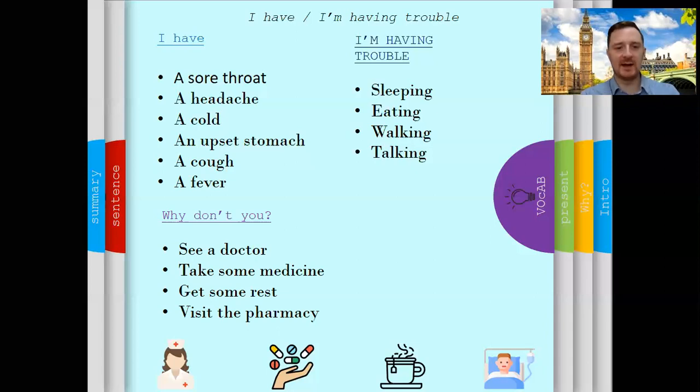Okay, you can see here we have the verbs at the start of the suggestion. Okay, we have a verb here, see. We have a verb here, take, get, visit. Okay, why don't you? No verb ing, just the normal form of the verb. Okay, so let's go on to the next option, which is I suggest, verb ing.